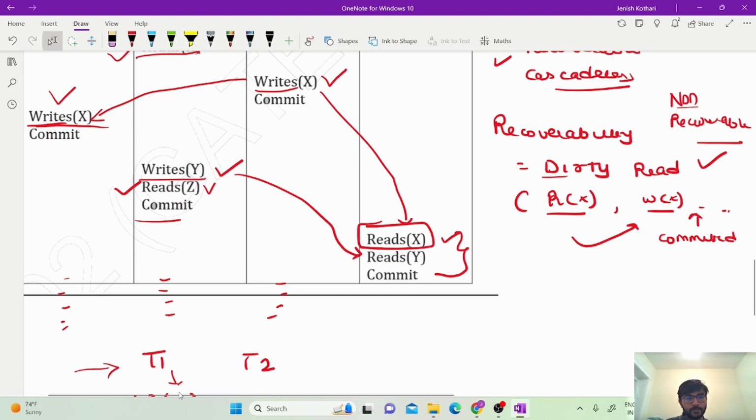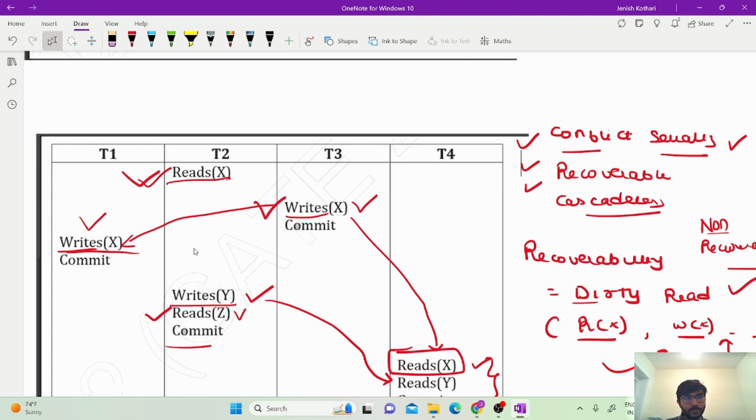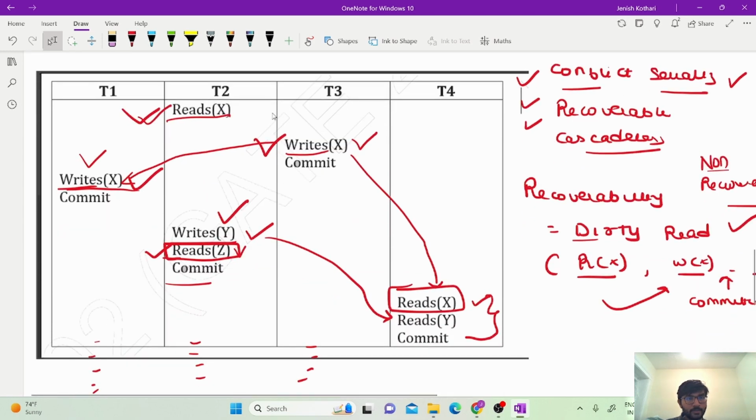So let's examine the schedule which was given to us. Okay, so this read is not a dirty read because this is the first read. This is a write. This is a write. This is a write. Now we are at read of z. We see if there is any previous write on z. No, we cannot see that. Again, there is a read. We see that there is a write. Okay, yeah, see. Now this is a classic case of identifying whether it is a dirty read or not.